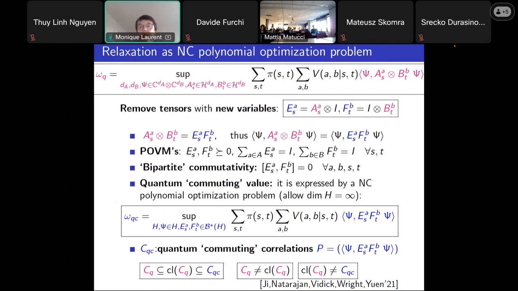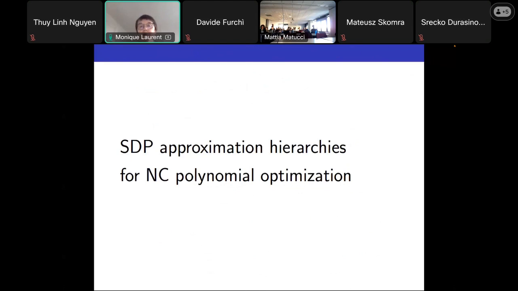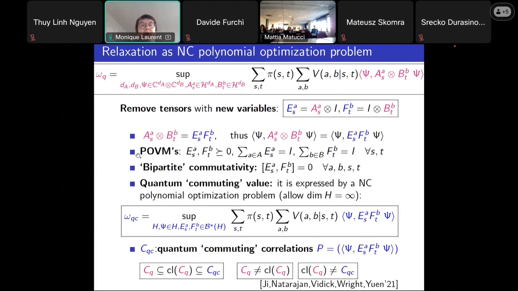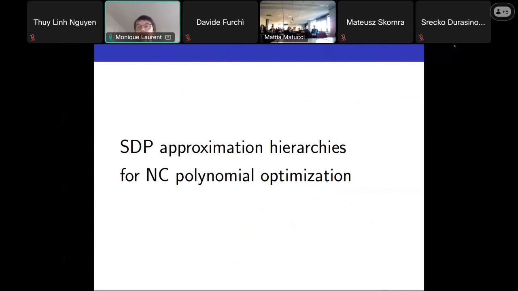Okay, so this is the setting. So we have introduced a new parameter, the quantum commuting one, because what we like with this new parameter is that it is a typical instance of a non-commutative polynomial optimization. So now let's move on and see how to approximate a non-commutative polynomial optimization. Was there any question before I move on?